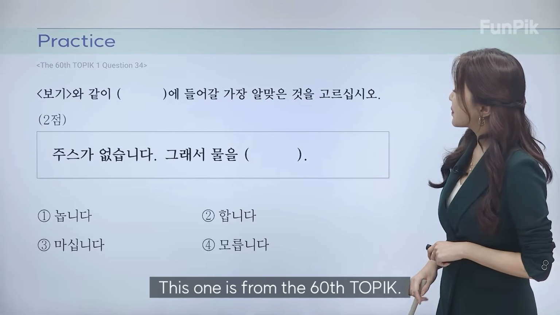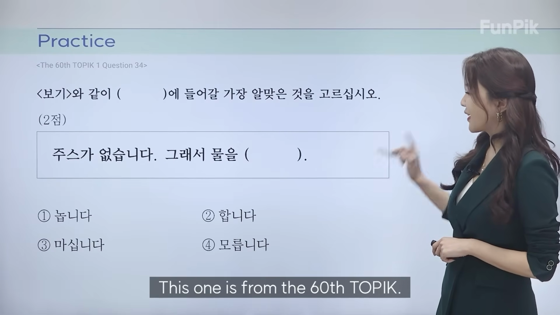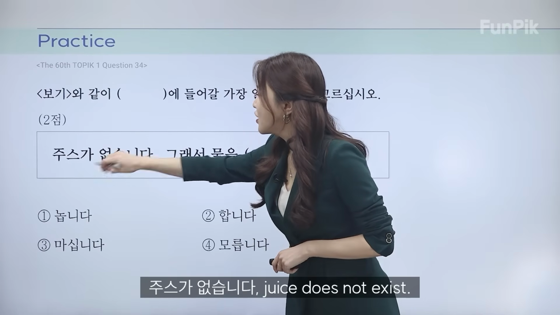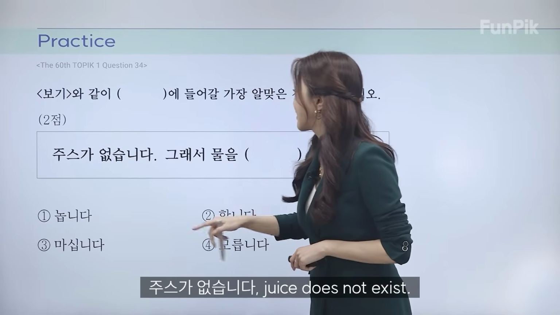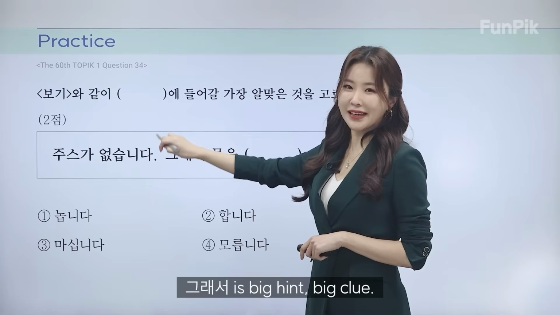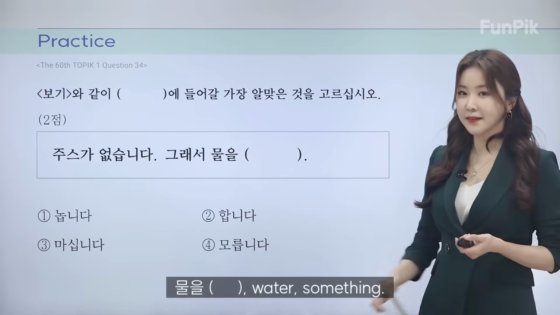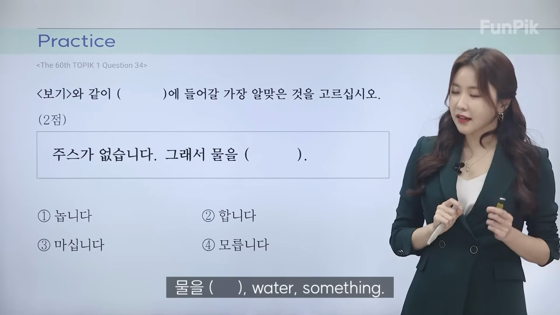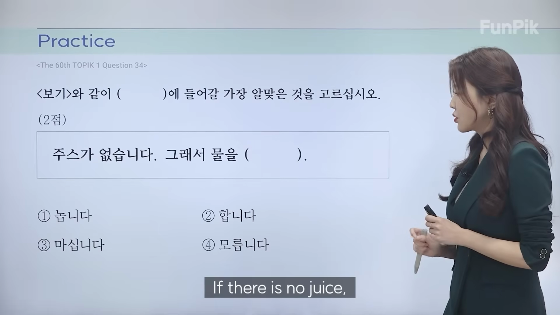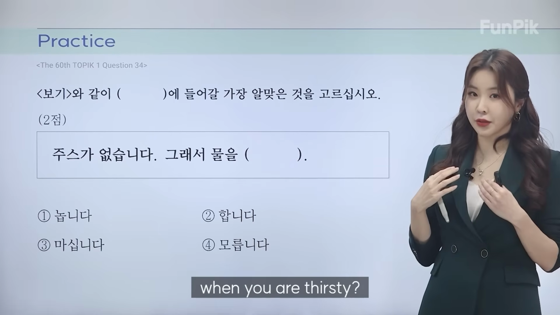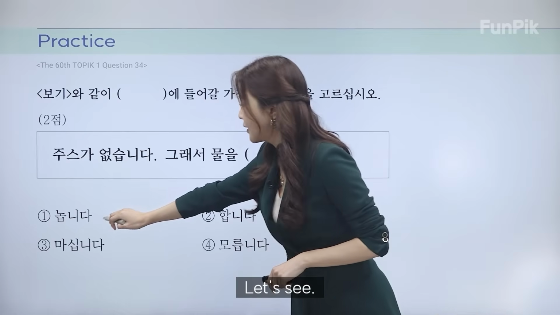Let's do another one. This one is from the 60th topic. Read the sentence without the blank first. 주스가 없습니다. Juice does not exist. 그래서, big clue, big hint. Therefore, 물을, water, something. If there is no juice, what might you do with water? And you're thirsty. Let's see.